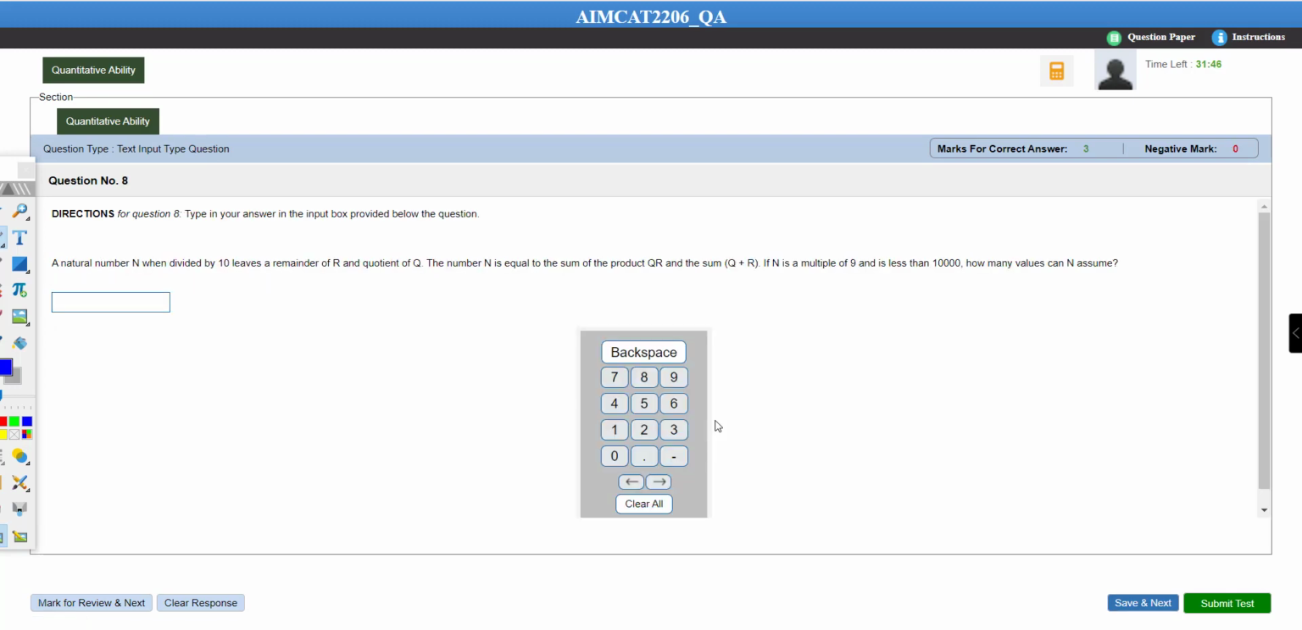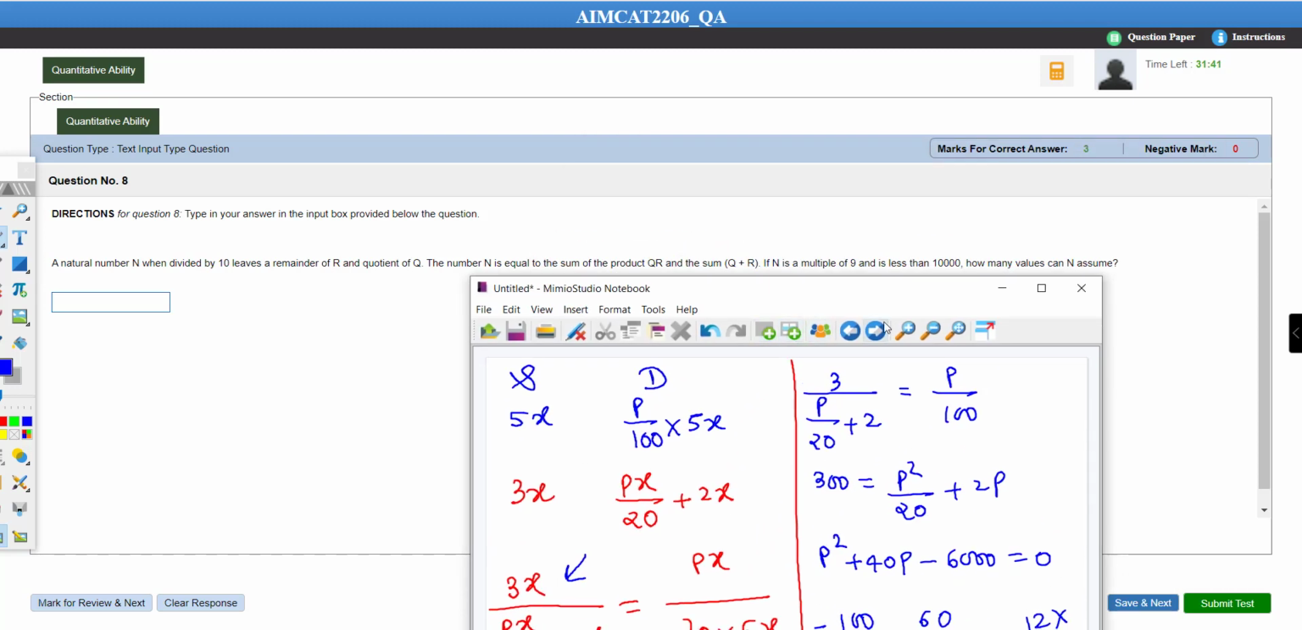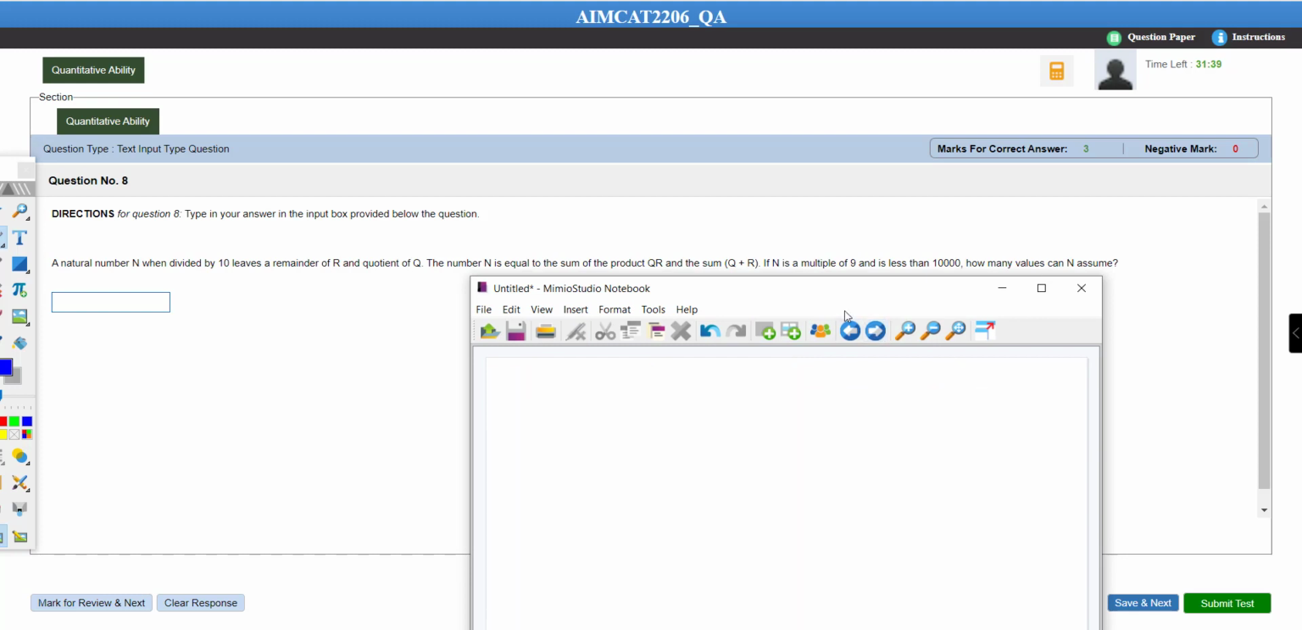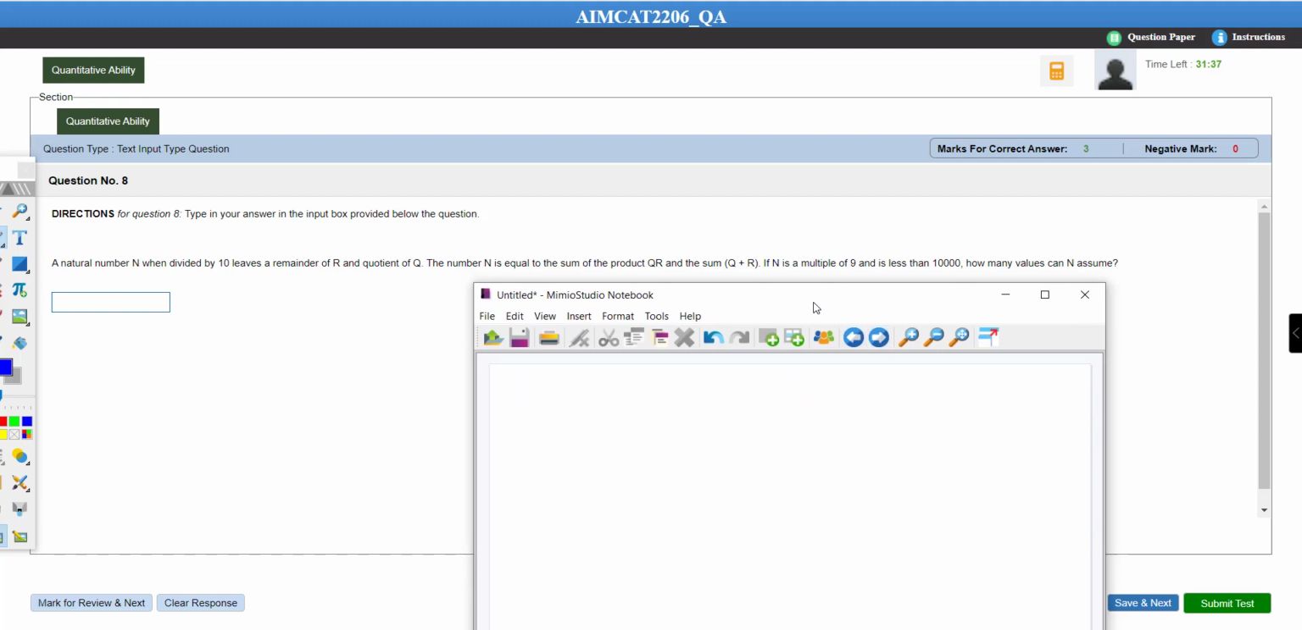Over here, this will do. Look here, because over here the terms are dividend is equal to divisor into quotient plus remainder. This formula is useful here. A natural number n is divided by 10, leaves remainder r and quotient q, means n is equal to 10q plus r. The number n is equal to what? Look here, the number n is equal to the sum of the product qr plus q plus r.